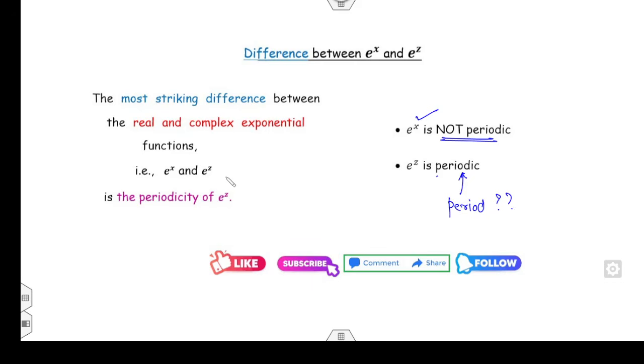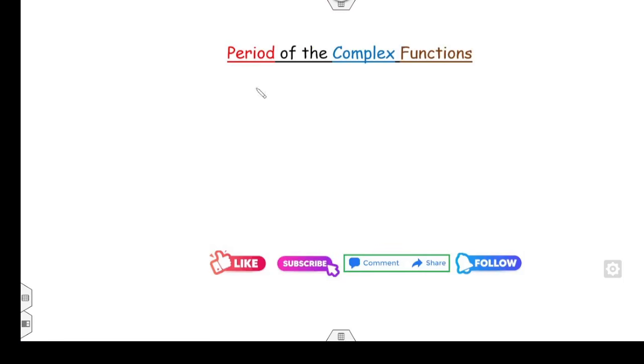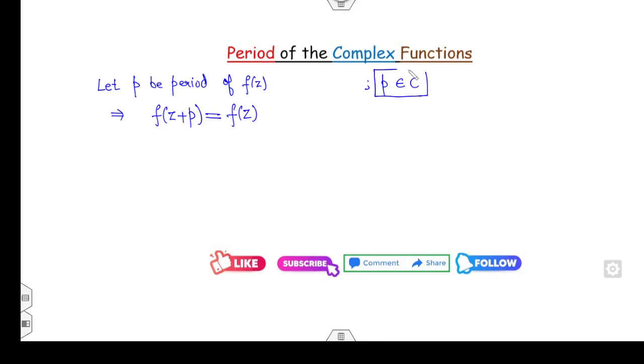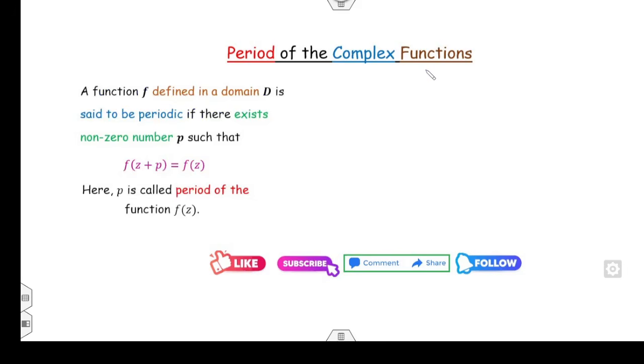So for that case, we will first define the concept of the period. Clear? Now, what is the meaning of the period? As we know, let p be the period of the function f of z. By the definition of periodic, f of z plus p is equal to f of z. Make sure, students, because we are talking about the complex function, p is also a complex number. Clear?